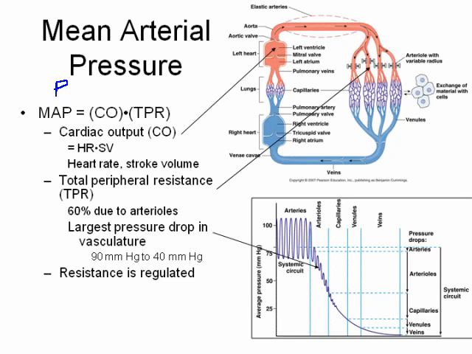So, the relationship between pressure, flow, and resistance. Pressure equals flow times resistance. Cardiac output, we've already studied this, equals heart rate times stroke volume. Total peripheral resistance, we've just finished talking about. 60% of it, again, is due to the arterioles.